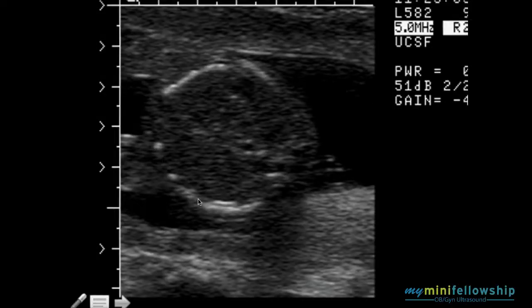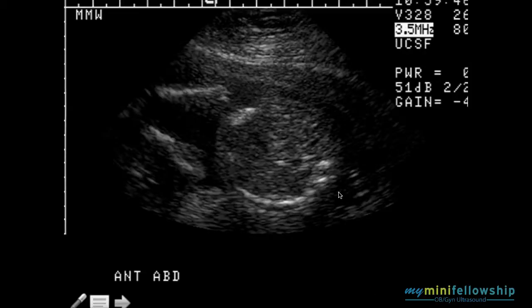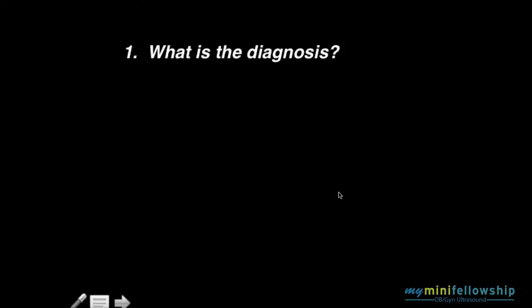Same thing here, several echogenic foci. This is most likely a rib, but these probably aren't. More echogenic foci surrounding the peritoneal surface. And more of the same. Okay. So I'm going with meconium peritonitis. That is correct.